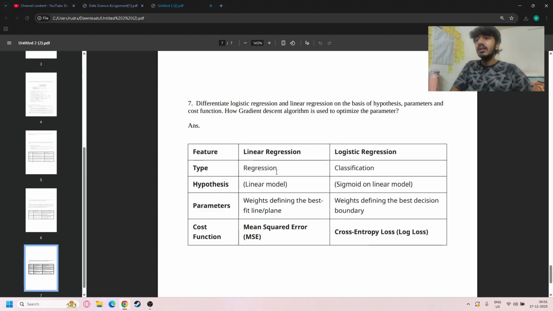Big difference. On the type of hypothesis they use, linear regression uses a linear model, and logistic regression uses a sigmoid on a linear model. On the parameters, linear regression is best defined by weights defining a fit line or a plane, and logistic regression is best defined by the decision boundary. Now the cost function of linear regression is MSE, which is mean squared error, and the cost function of logistic regression is log loss, the cross entropy loss.